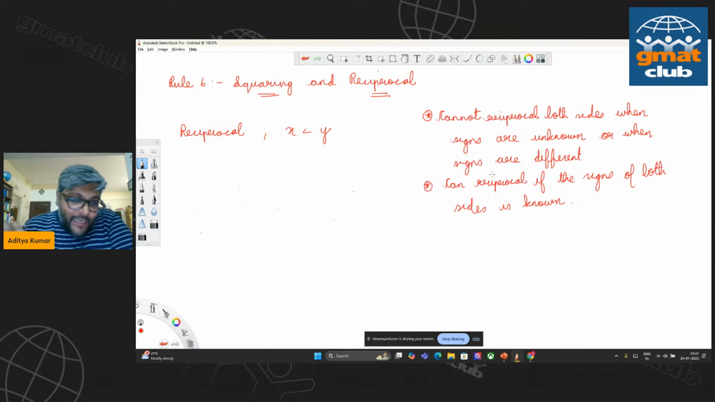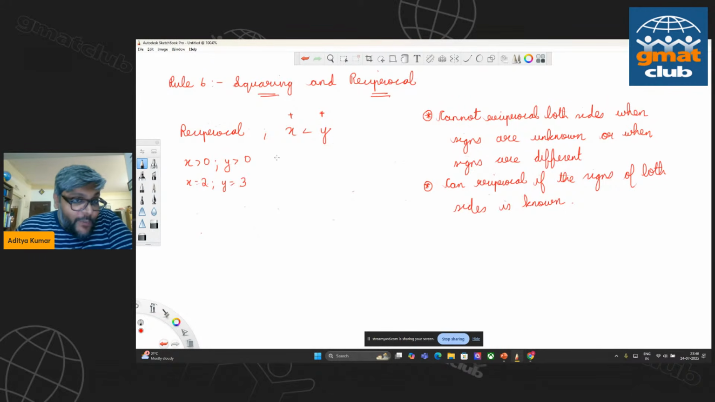But it's slightly different to squares though. So let's say I know both are positive, and remember when I'm taking the reciprocal, I have to worry about fractions as well. So let's say x is greater than 0 and y is greater than 0. Let's take an example. Let's take x is equal to 2, y is equal to 3, since x is less than y.